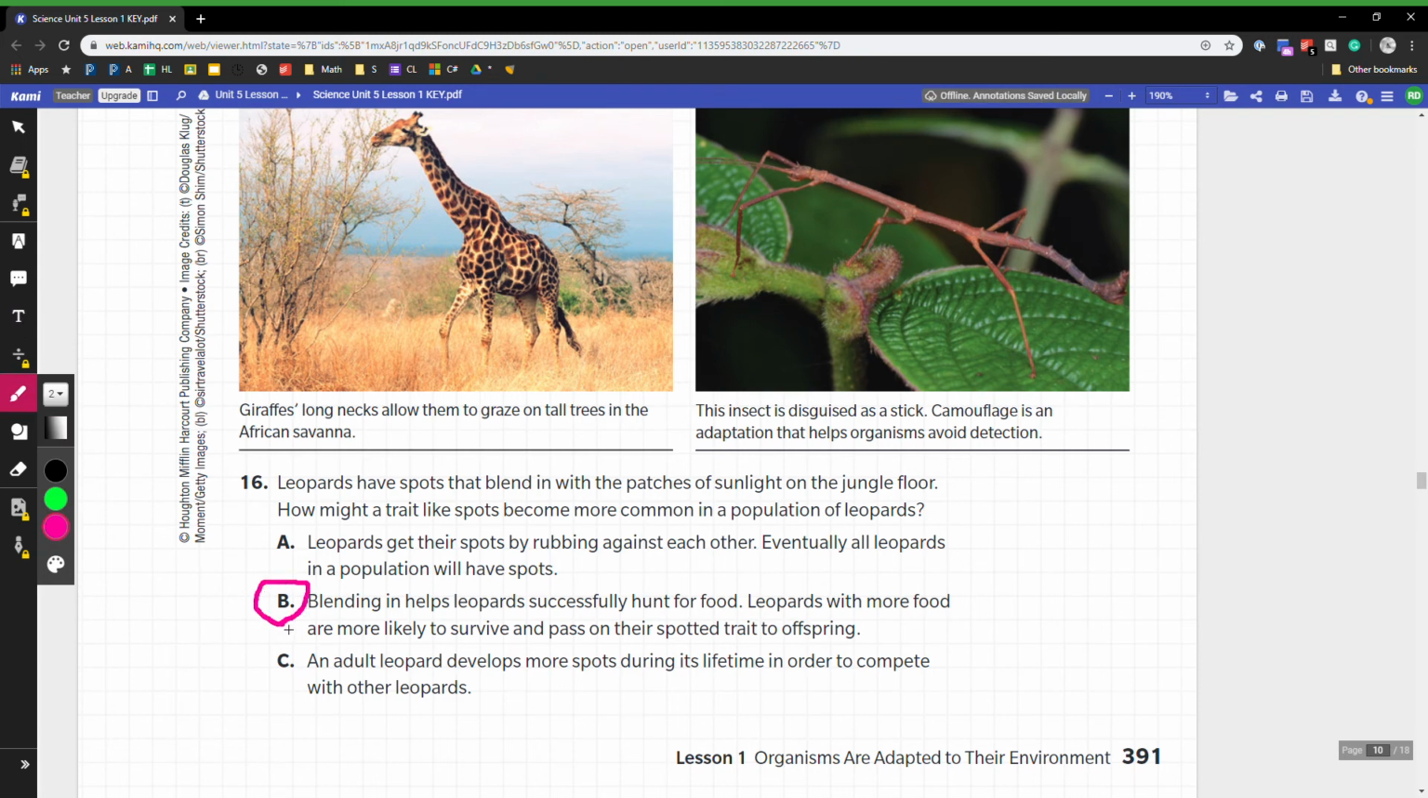B. So A says leopards get their spots by rubbing up against each other. That doesn't happen because if this happened, then this would be true for any animals, right? And like, our eye color doesn't change because we high five someone, or dogs don't change color because they bump into another dog. It doesn't work like that.